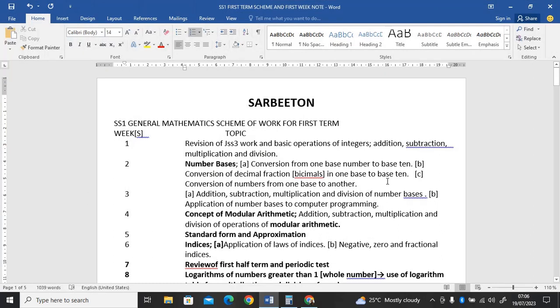Now for those of us coming in for a new session: JSS3 moving into a new class, SS1; SS1 moving into a new class, SS2; and SS2 moving to a new class, which is SS3. Now this tutorial is going to be based on mathematics and other subjects. I will start from SS1, then SS2 and SS3.